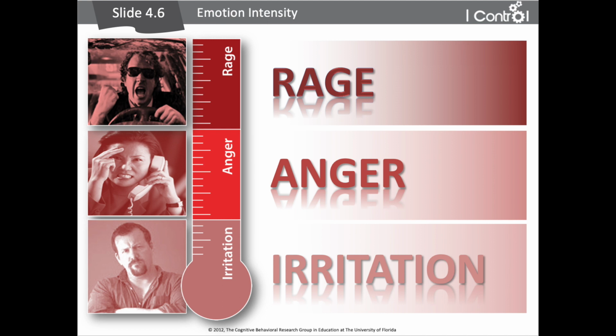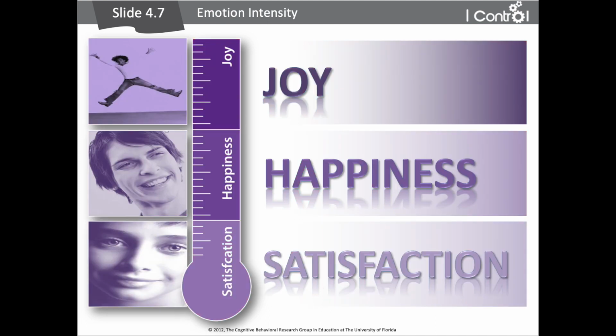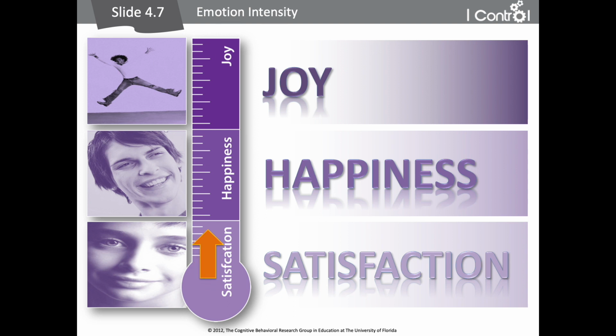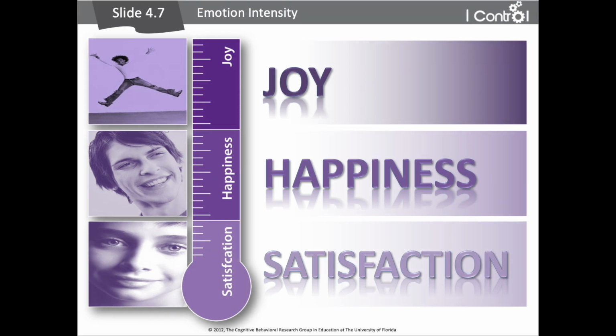These are 3 intensities of the emotion of anger. The weakest emotion is irritation. If you continue to experience irritation, it may grow stronger and become anger. Then, if anger gets stronger, you may experience the most intense level of anger, rage. These are also 3 levels of intensity for the emotion of happiness. The weakest emotion is satisfaction.